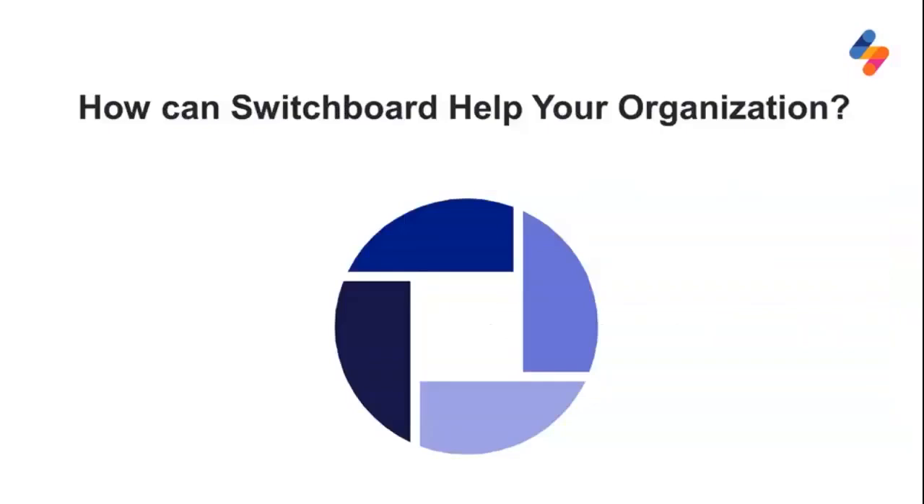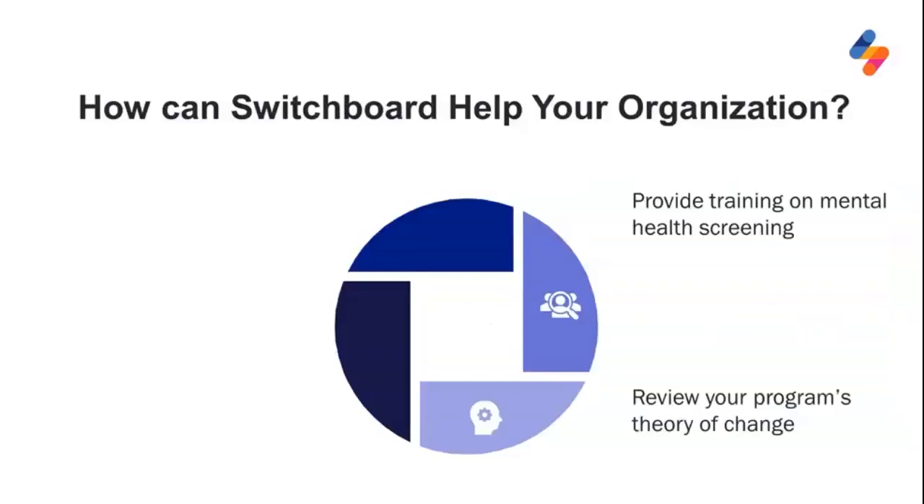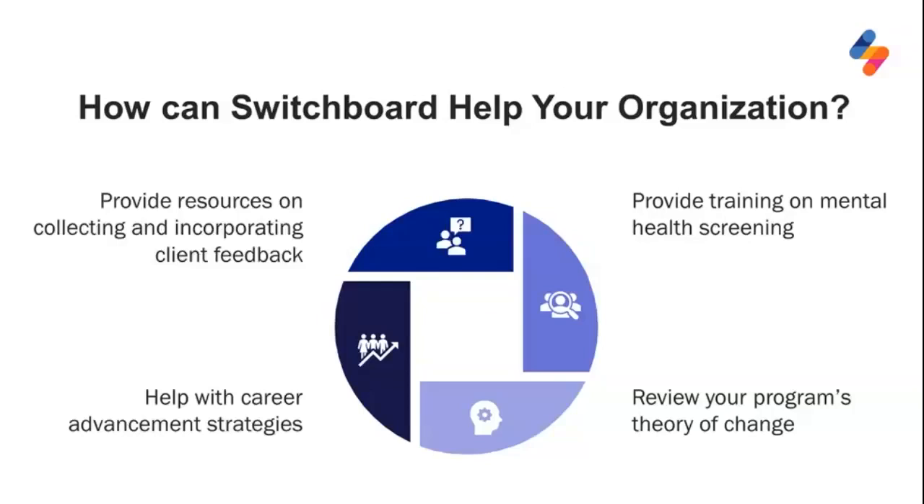Okay, and I just wanted to provide some concrete examples of things we've helped with so far in this fiscal year, to give you some ideas of what the technical assistance could look like. First, we provide training on mental health screening. Another example is we could help you review your program's theory of change. We can help with career advancement strategies. And finally, we can provide resources on collecting and incorporating client feedback. This is not exhaustive. We have many topics and experts we can rely on, since we also have a roster of consultants with different expertise.